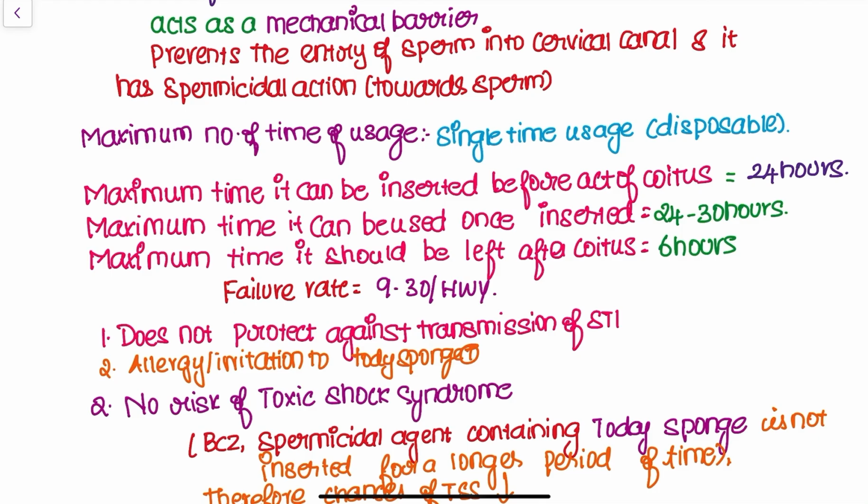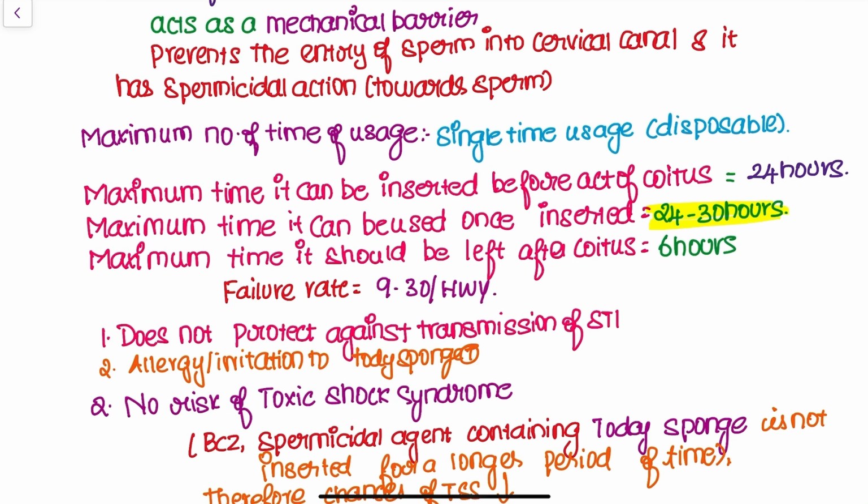Clear? Yes. Now coming to the Today Sponge. What is the maximum number of times of usage? The most important disadvantage with respect to the Today Sponge is that it is only single-time usage. So it is fit for only single-time usage. Only for one act of coitus you can use this? No, it is not like that. It means that once you insert the Today Sponge inside the vaginal canal, it can be used only once. So once you have inserted it, you can remove it after the set hours. The maximum time it can be used once inserted is about 24 to 30 hours.